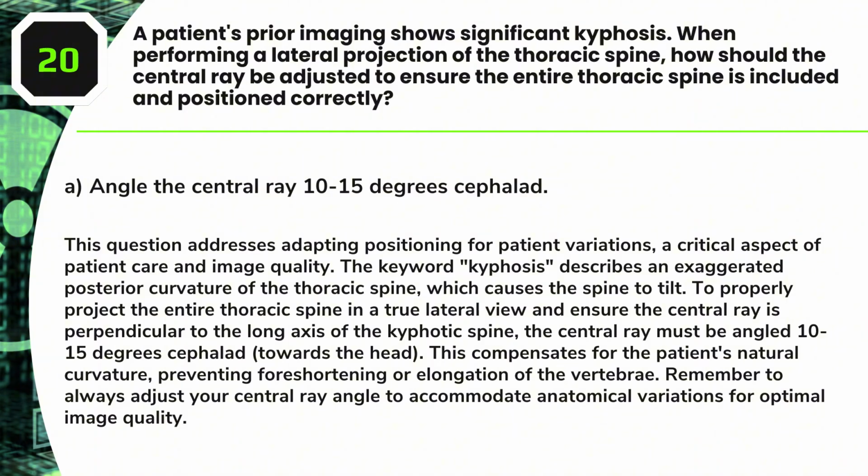the long axis of the kyphotic spine, the central ray must be angled 10 to 15 degrees cephalad, towards the head. This compensates for the patient's natural curvature, preventing foreshortening or elongation of the vertebrae. Remember to always adjust your central ray angle to accommodate anatomical variations for optimal image quality.